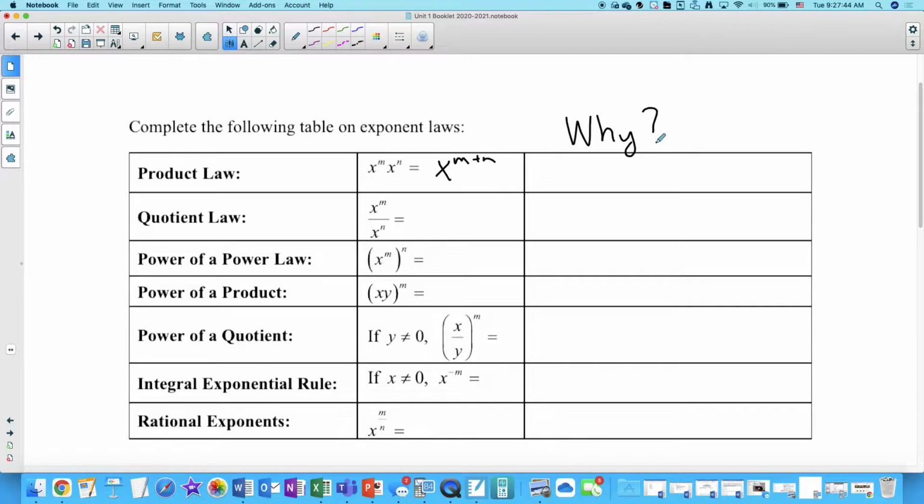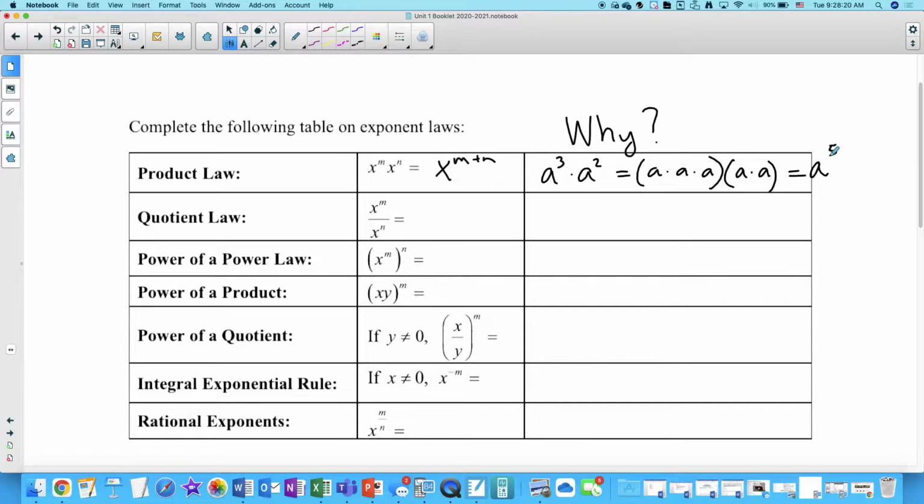It all comes down to expansion. So if I have, for example, a cubed times a squared, a cubed is a string of 3 a's multiplied together, so a times a times a. And a squared is 2 a's multiplied together. Then all together, if you look at how many a's there are multiplied together, there's 5 of them. Okay, that's called the product law.